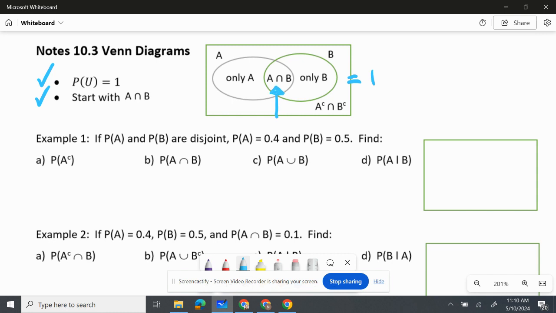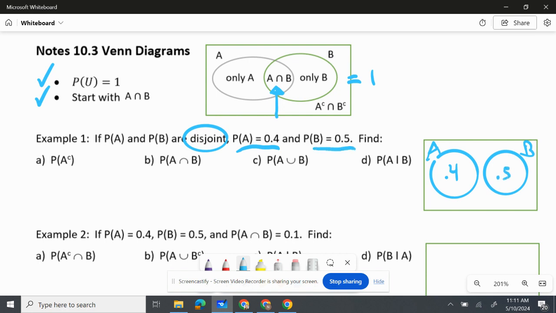Now, there's 3 different types. The first one we're going to look at is a disjoint probability. Another word would be mutually exclusive. And what that means is that 2 events have nothing in common. So we have event A, we have event B, and event A and B have nothing in common. So what we're going to do is fill in our probabilities. The probability of A is 0.4, the probability of B is 0.5, and outside of it has to be 0.1 because all of these probabilities have to add up to 1.